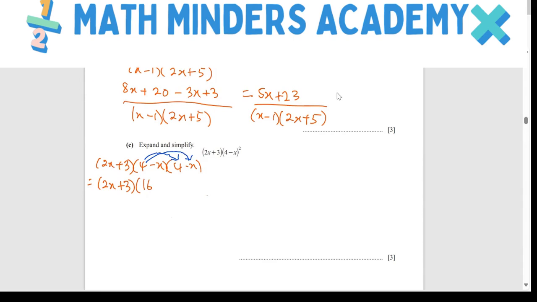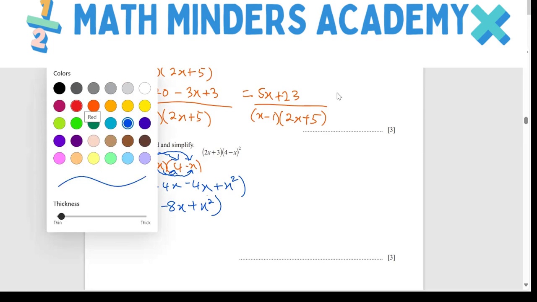So that gives me minus 4x, okay? I'm going to use minus x to multiply this. That will give me minus 4x. I'm going to use minus x to multiply this. That's going to give me plus x squared, right? So let's still return this. We have 2x plus 3. We have this 16 minus 8x plus x squared, okay? Good. Now, we are going to multiply out again.